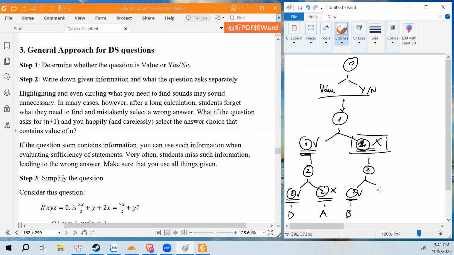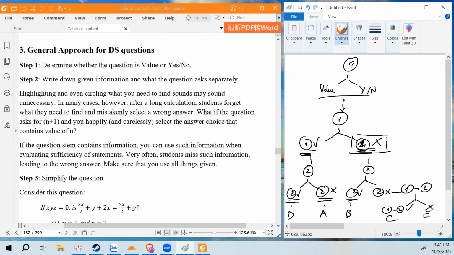Now, if statement 2 alone is not sufficient, and statement 1 is also not sufficient, what we need to do next is combine these two statements, 1 plus 2, and again two cases. If 1 plus 2 is sufficient, the answer choice is going to be C. But if they are still not sufficient, then the remaining answer choice to pick is E.